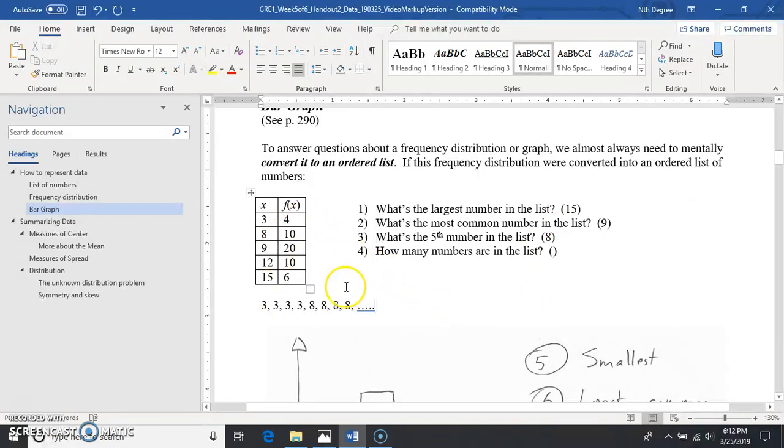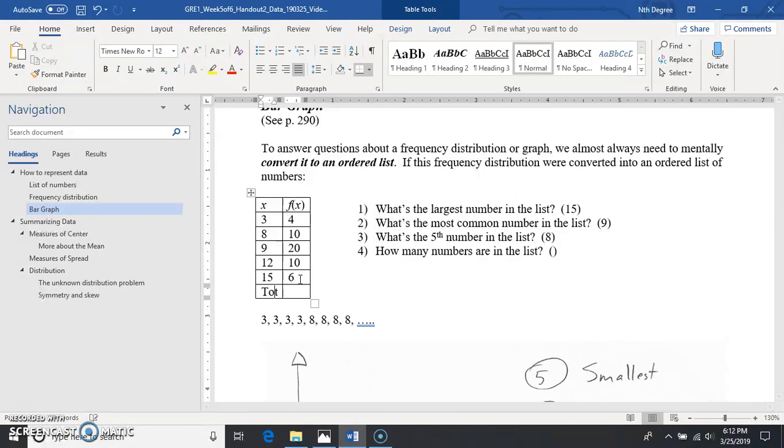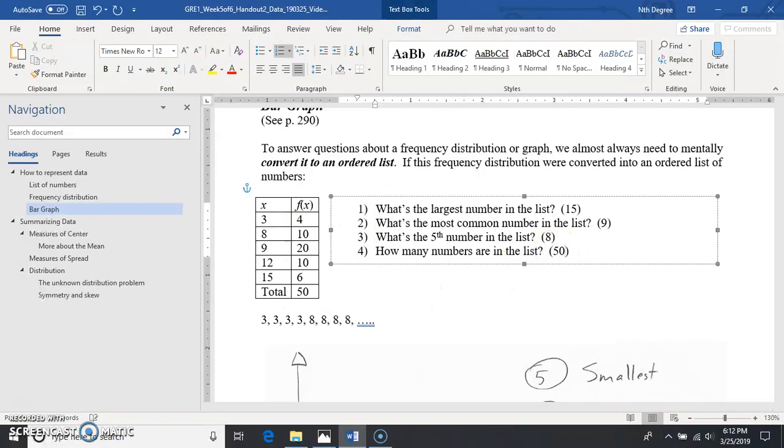How many numbers are in this list altogether? And I don't want you to say 1, 2, 3, 4, 5, 6, 7, 8, 9, 10, because that is wrong. Remember, to calculate the total number of values in the list, we have to add all the frequencies. So if you add all these numbers together, all the frequencies, you'll find that there are 50 numbers in the list.